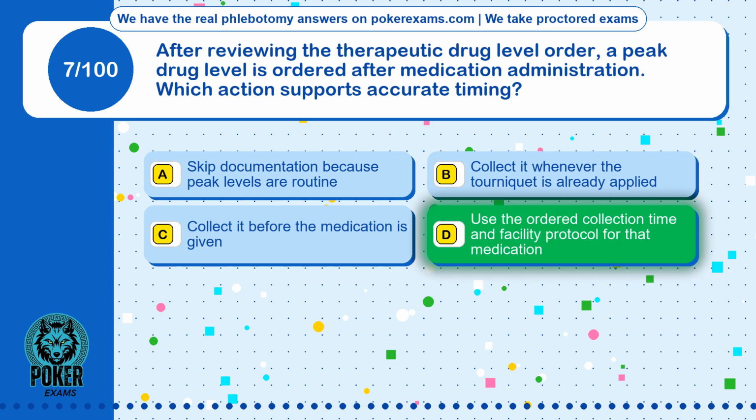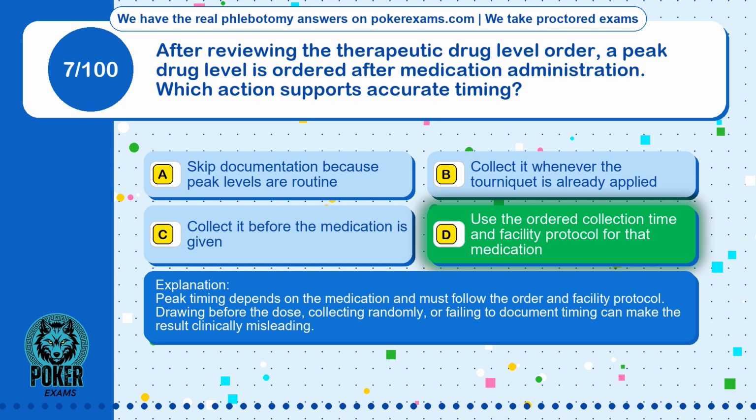The correct answer is option D. Use the ordered collection time and facility protocol for that medication. Peak timing depends on the medication and must follow the order and facility protocol. Drawing before the dose, collecting randomly, or failing to document timing can make the result clinically misleading.